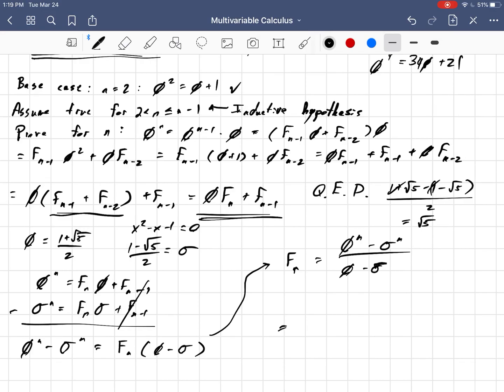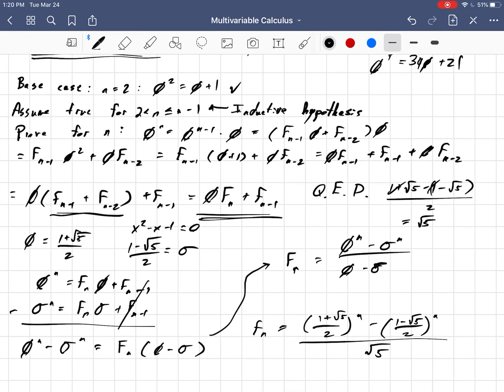So if we were to replace this without the variable-ish looking notation, we would get that f sub n, the nth Fibonacci number, has an explicit formula, and that explicit formula is 1 plus square root 5 over 2 to the n, minus 1 minus square root 5 over 2 to the n, all over square root 5. And that's an explicit formula for the nth Fibonacci number that does not rely on any previous terms before it.